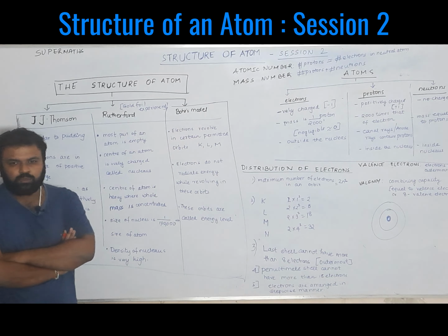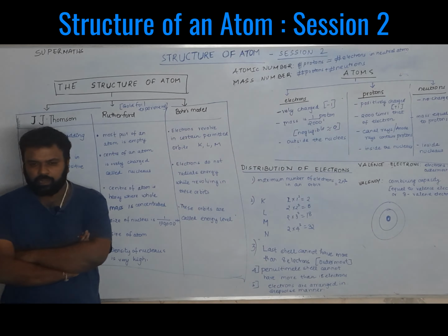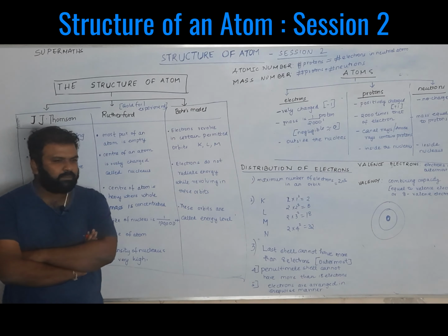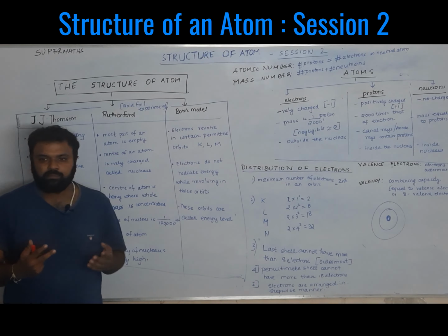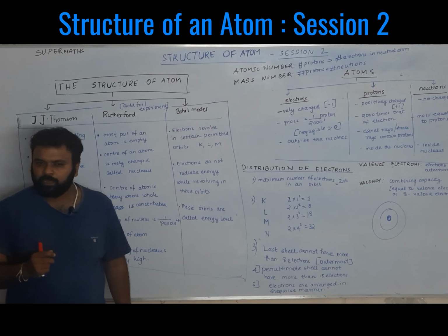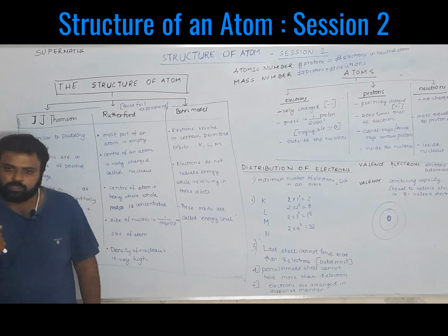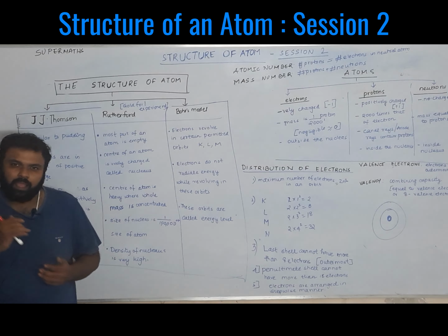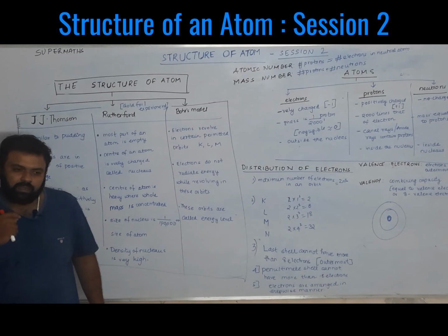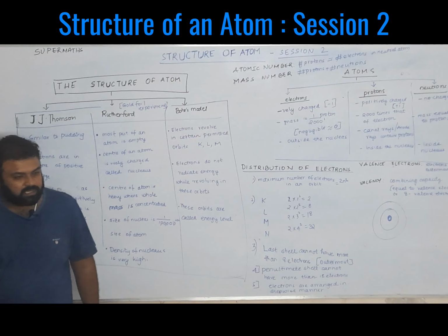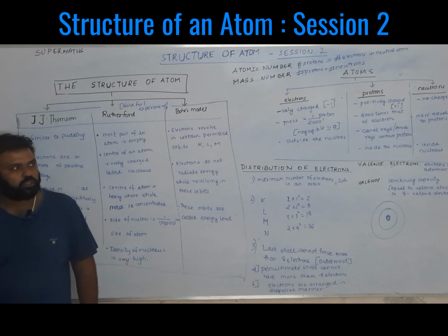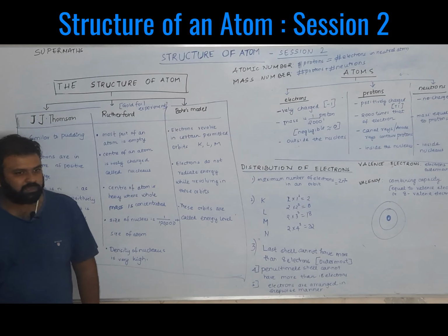The basic summary of session 1 was that an atom is a very small particle, and atoms can be divided. We also know that an atom cannot be seen, even by the most powerful microscopes.